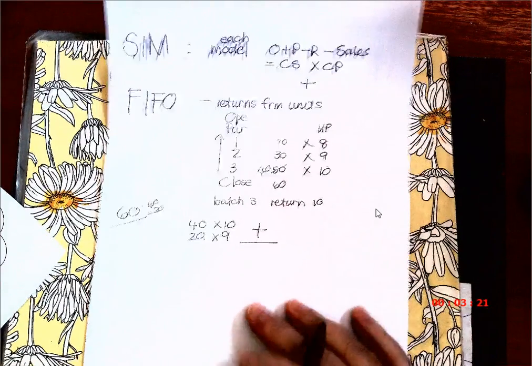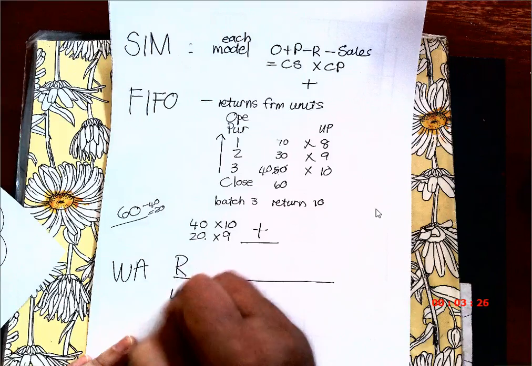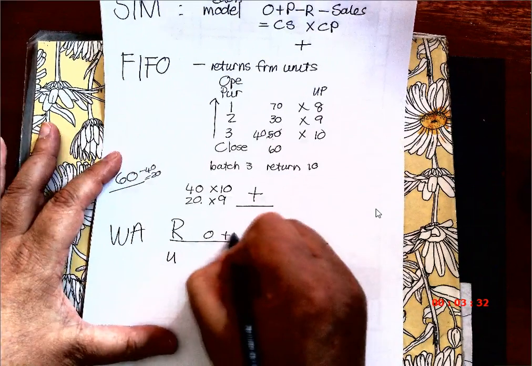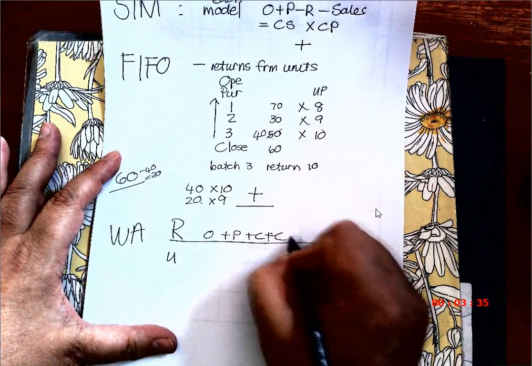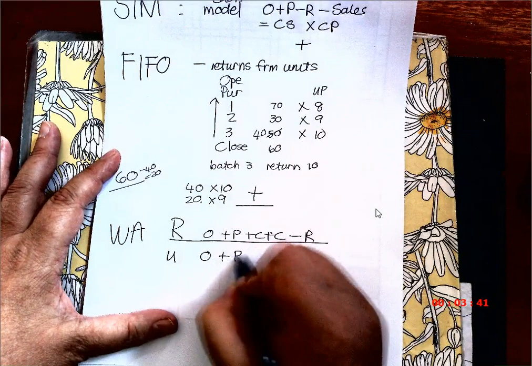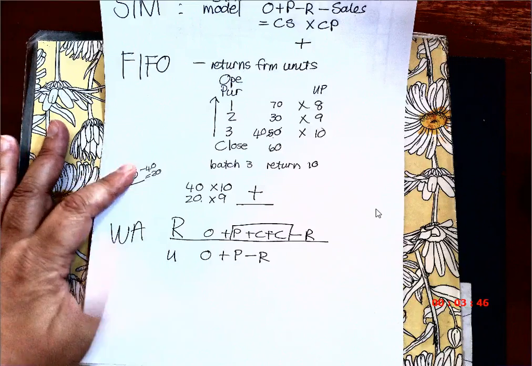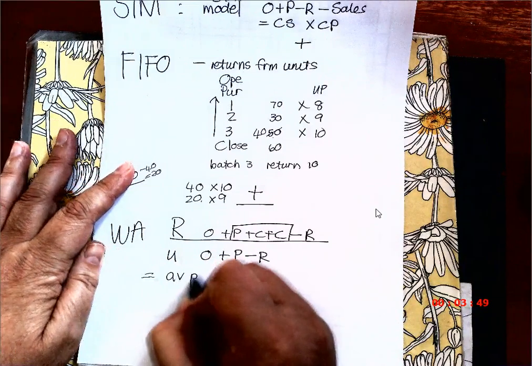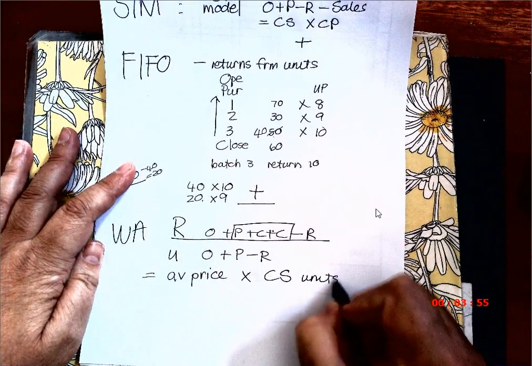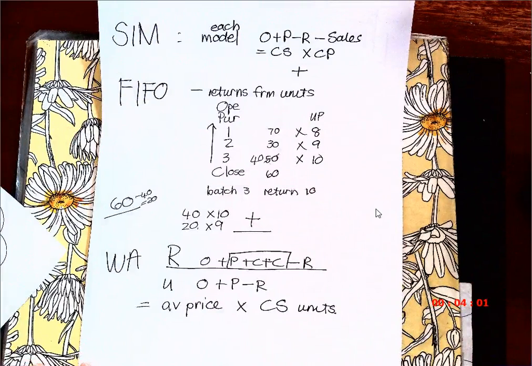For weighted average, I say, okay, let's get the rand over the units. So this would be opening, purchases, carriage, customs, returns. Units would only be opening, purchase, return, because that is just loading the price. Then I get an average price and I times it with the closing stock units. That's the summary of the 3 different methods. Is everybody sharp with that? Okay.